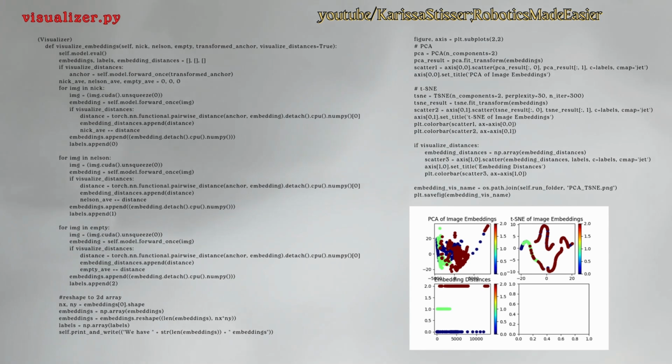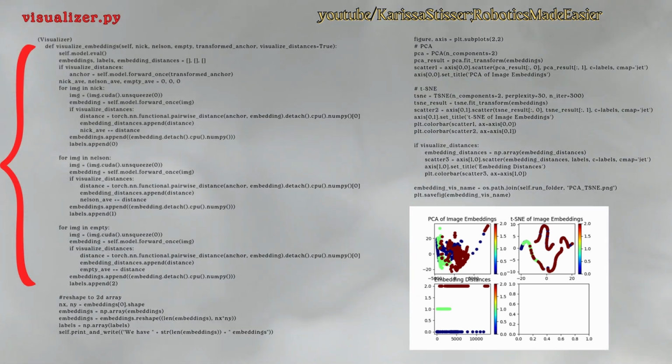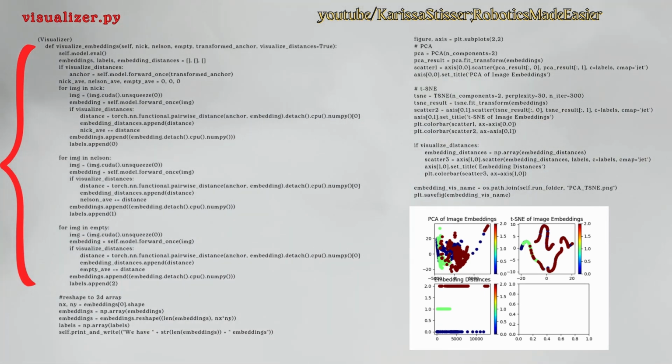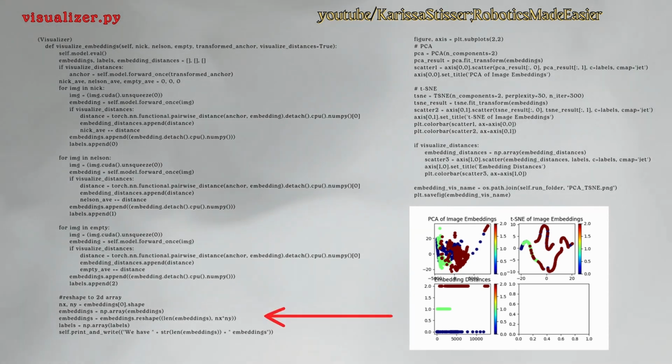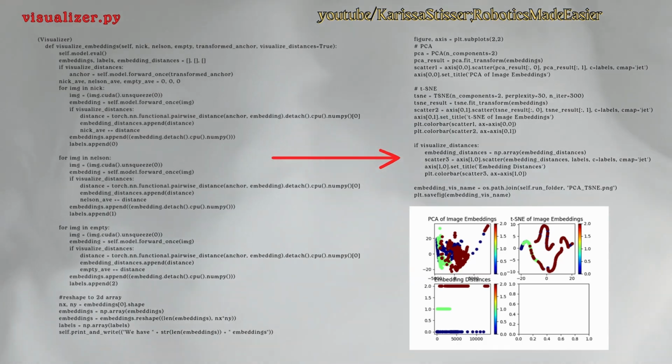I also have a visualize embeddings function where I create a plot to visualize the PCA and t-SNE and distances all in one. For each of the Nick, Nelson, and empty images, I get an embedding, compute the distance between it and the anchor embedding, and append the data to the respective vectors. Then I reshape the data so I can perform PCA and t-SNE, and then I plot and save off the image in the run folder.